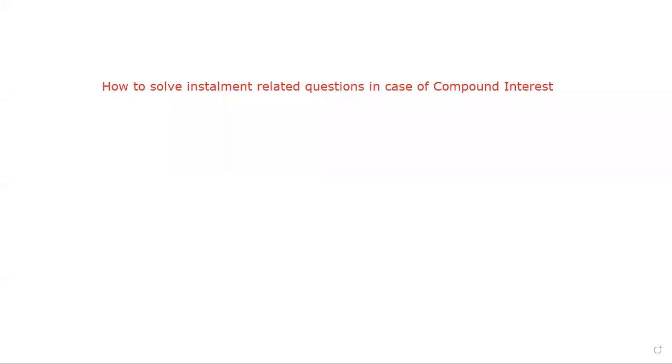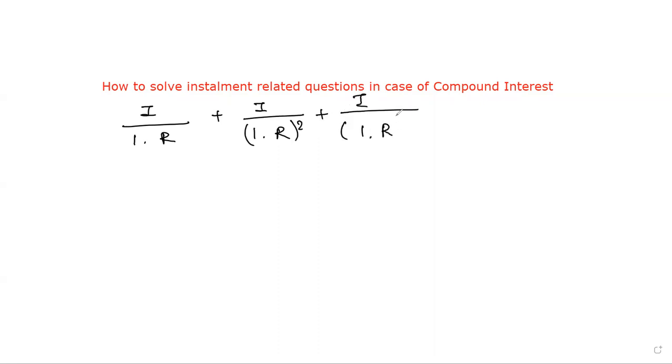So when it comes to compound interest, the calculation in the conventional way becomes a little tougher than in the case of simple interest. But the formula, I would say, is quite simpler than in the case of simple interest. Just note down the formula which I'm going to write. It's 1/(1+R) + 1/(1+R)^2 + 1/(1+R)^3 is equal to the amount.